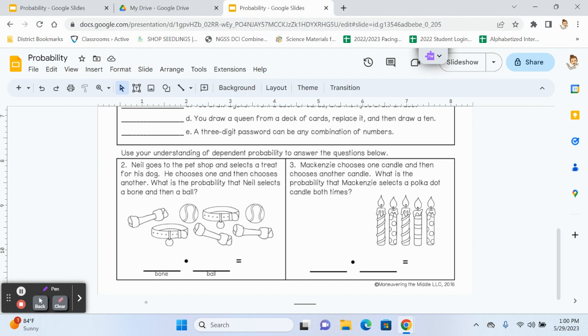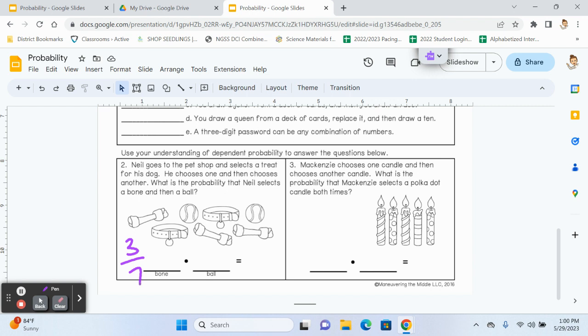So that's why this is independent. I've got 7 options up there, and I want to know the probability of choosing a bone and then a ball. So I have 3 bones out of 7. All right, so I reached in, I took one out. I'm for sure left with 6.